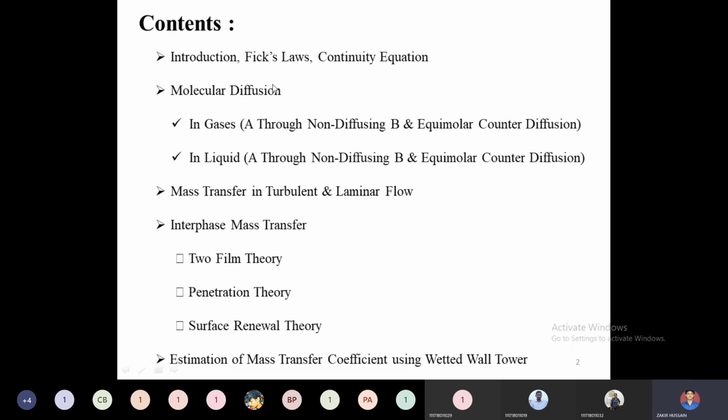Then the next one is molecular diffusion. There are two types of diffusion: one is molecular diffusion and another one is eddy diffusion.